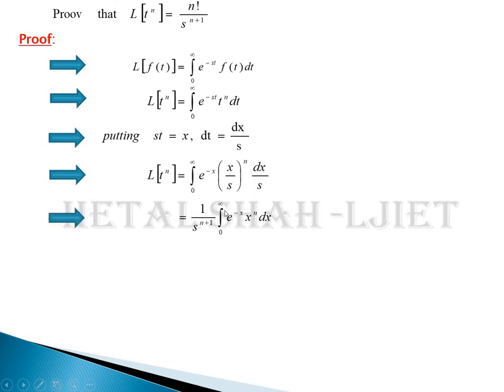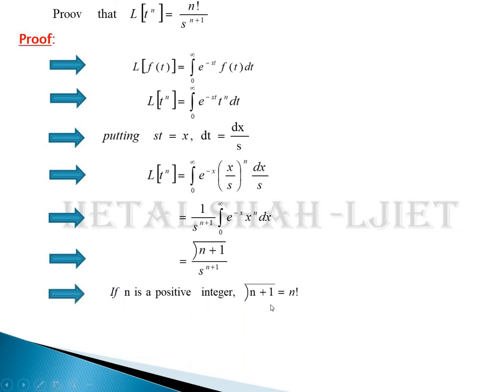Just keep it outside the integration, because your integration is with respect to x. This is the constant. So you can write 1 upon s raised to n plus 1, integration 0 to infinity e raised to minus x, x raised to n dx. Students, this is the formula for gamma n plus 1. So gamma n plus 1 upon s raised to n plus 1. Now, if n is a positive integer, gamma n plus 1 is equal to n factorial, and therefore Laplace of t raised to n is equal to n factorial upon s raised to n plus 1.